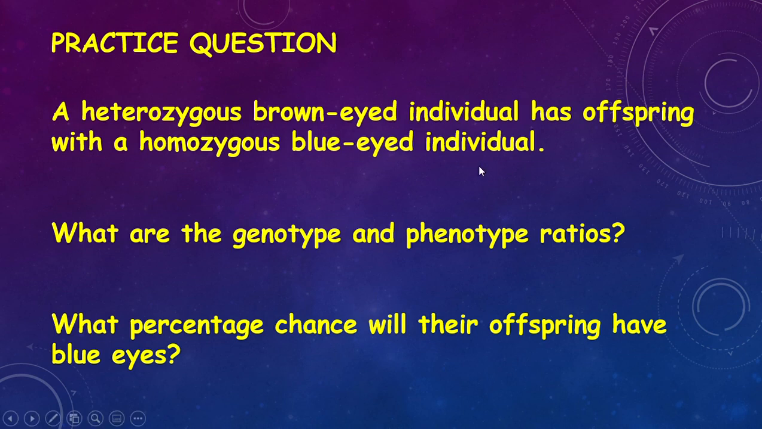So I pose to you a heterozygous brown-eyed individual, something different here, has offspring with a homozygous blue-eyed individual. What are the genotype and phenotype ratios? And what percentage chance will their offspring have blue eyes? Yes, you have all the information that you need here. It'll take a little bit of thinking. Do all your 6 steps. Write it all down as if it would be an answer. Pause the video. Do it now.